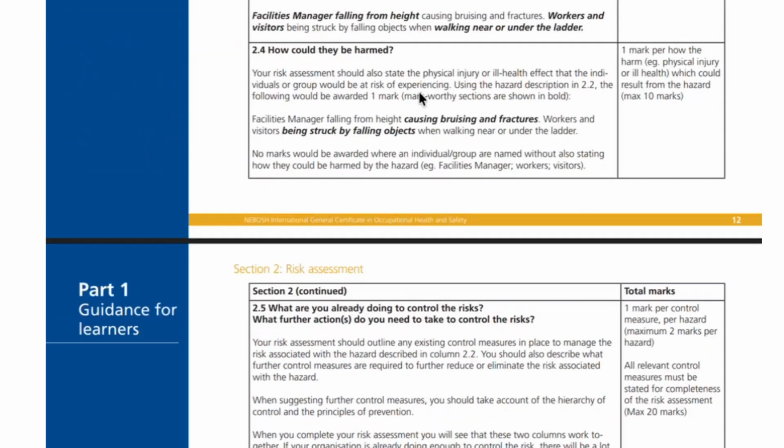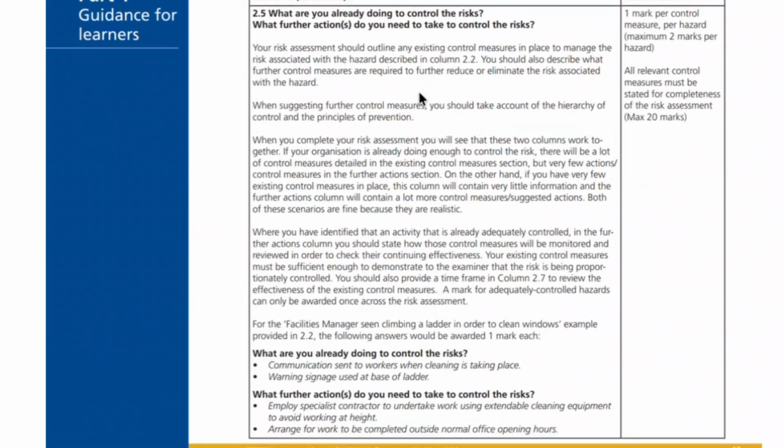Okay, section 2.4 is clear now. Section 2.5. What are you already doing to control the risks? What further actions do you need to take to control the risk? What you are doing already are the existing control measures which you currently have in your workplace. We will see the marks breakdown also. For this section, currently, what are the control measures you have in your workplace? So write those control measures. Do not write one control measure. Try to write at least 3, 4 existing control measures over here.